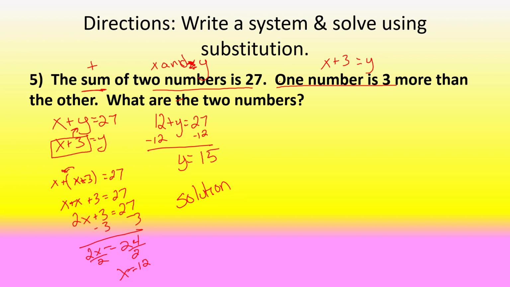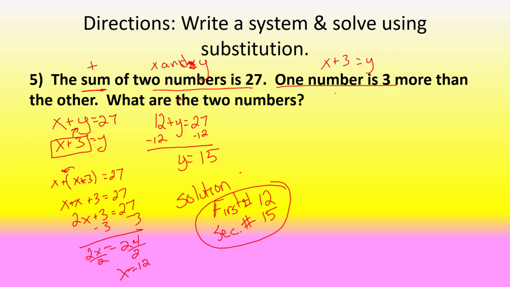Well, here we're not looking for a solution that's really an xy ordered pair. We're not graphing this. We're talking about one number and another number. So our solution is our first number is 12. Our second number is 15.